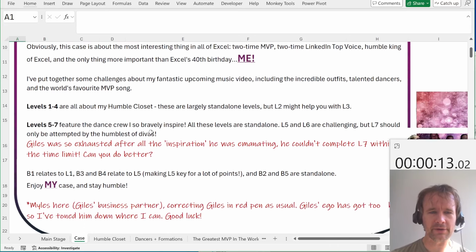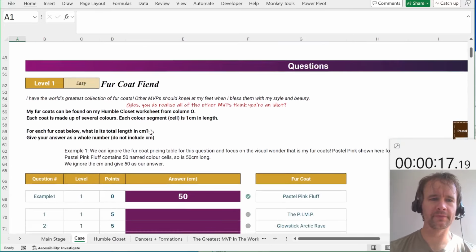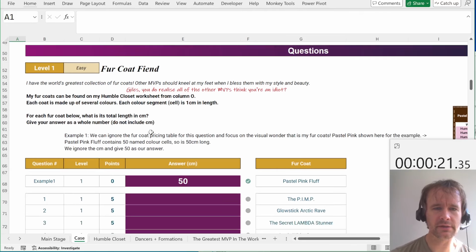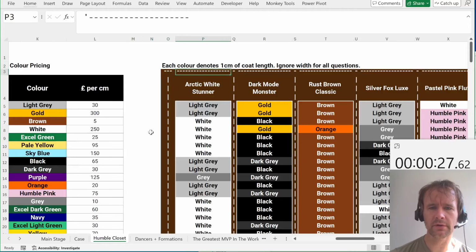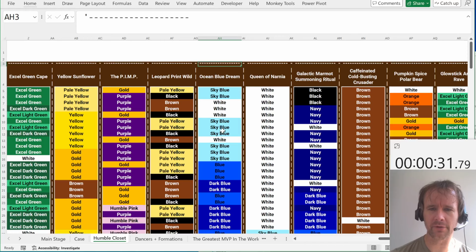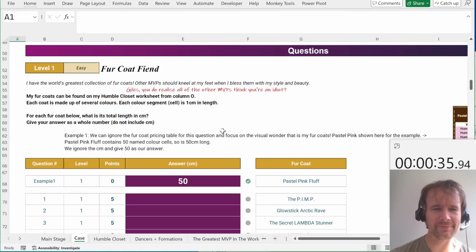I'm in solve mode now, so I'm going to try and just skip into it. Let's go. Level 1. I have the world's greatest collection of fur coats. Humble closet from column O. Wait a minute. Okay. Each color denotes 1 centimeter of coat length. Ignore width for all questions. What is the total length in centimeters?